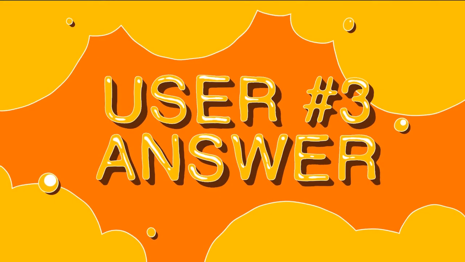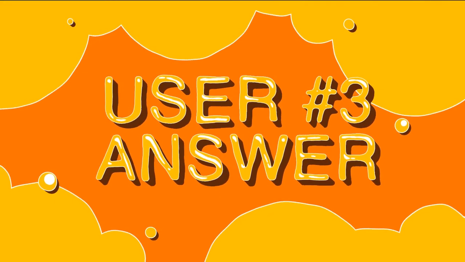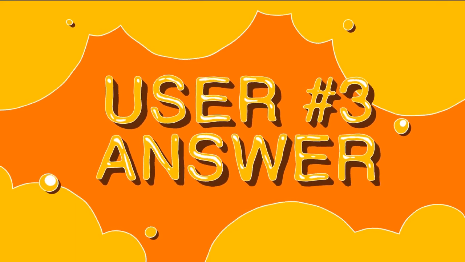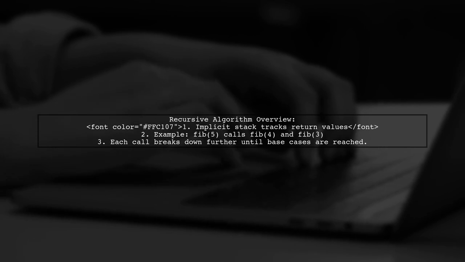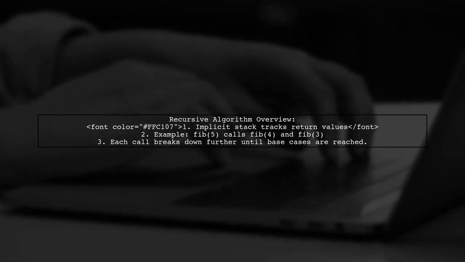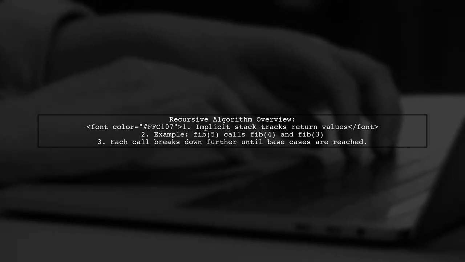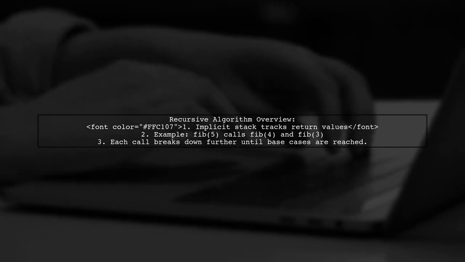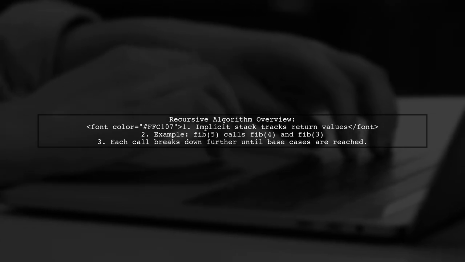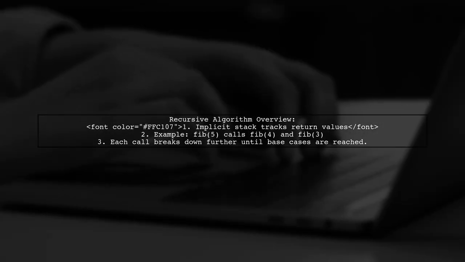Let's now look at another user-suggested answer. In a recursive algorithm, an implicit stack keeps track of values returned from each call. For example, when calculating the Fibonacci number for n equals 5, the function calls itself multiple times, breaking down the problem into smaller parts.